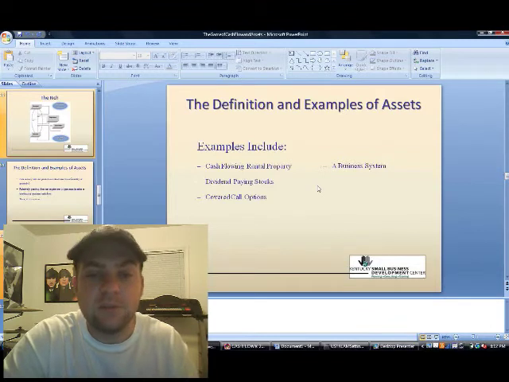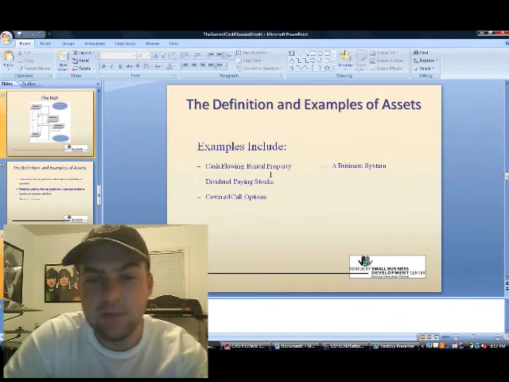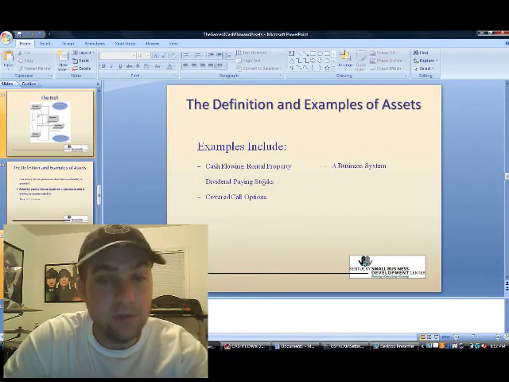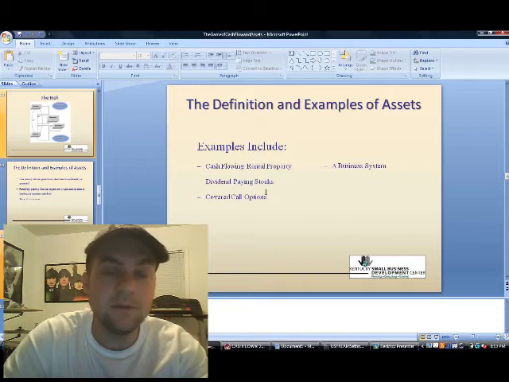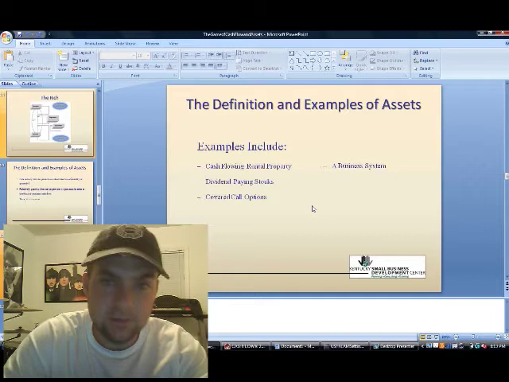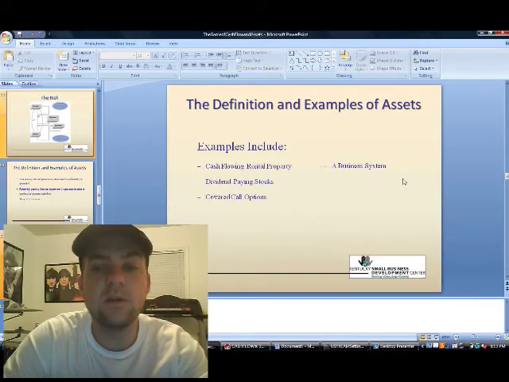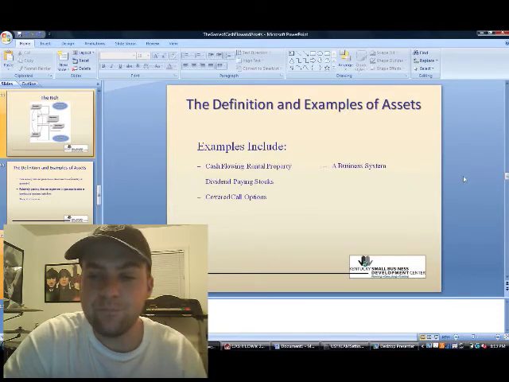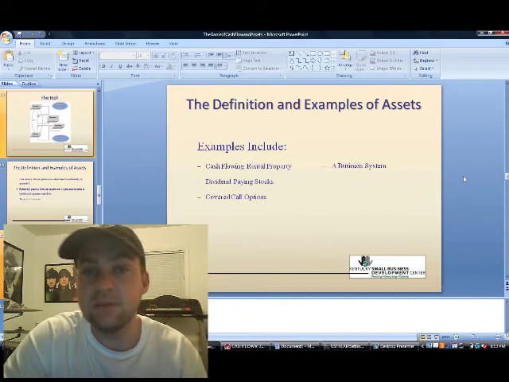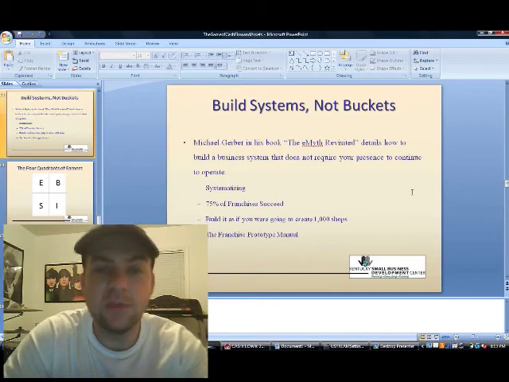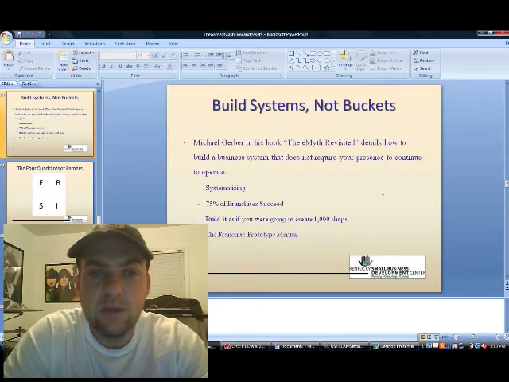So here are some specific examples. You can see why this is passive. Cash flowing rental property, where you have property management. Dividend paying stocks: you invest in the stock, it pays, say, a 7% yield a year, that delivers income into your income column. Covered call options: you own 100 shares of stock, you write a covered call against it, and you get paid the premium. That's cash flow, with a relatively small amount of time put into it. Or a business system. And I'll go into what a business system is, because that's the crux of our whole presentation. Build systems, not buckets.